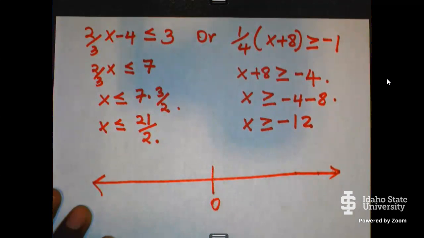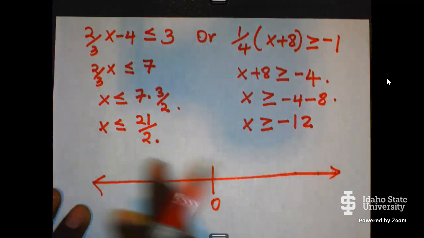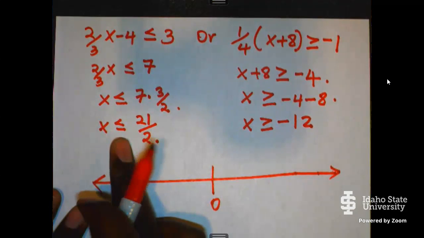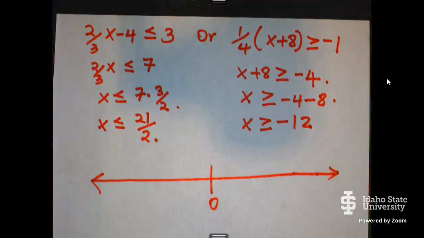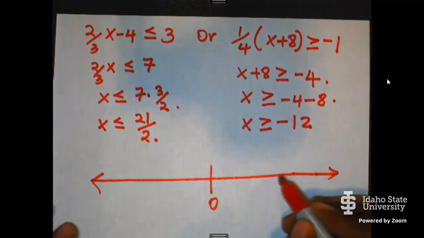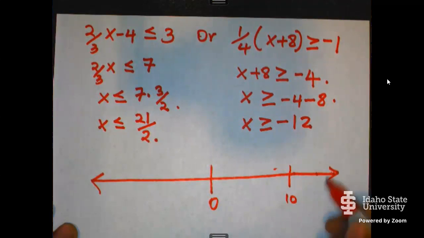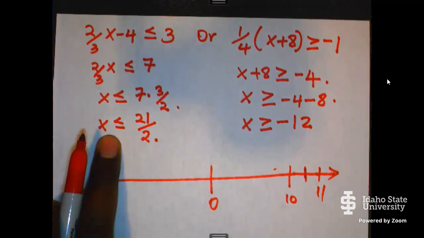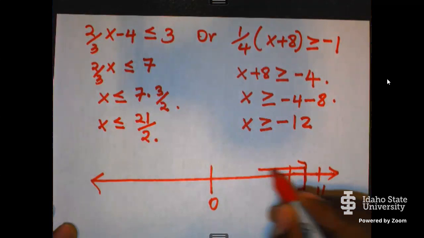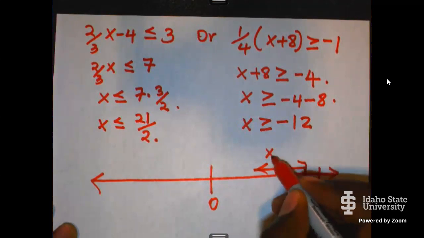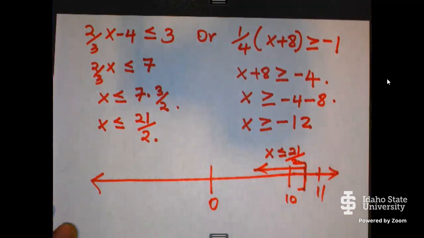So this is the region 0. We can start from this: x is less than or equal to 21 over 2. So 21 over 2 is like 10.5, right? Let's say this region is 10, this one is 11. So this region, and this one is what? Less than or equal to 21 over 2. So you got that. This is x less than or equal to 21 over 2.